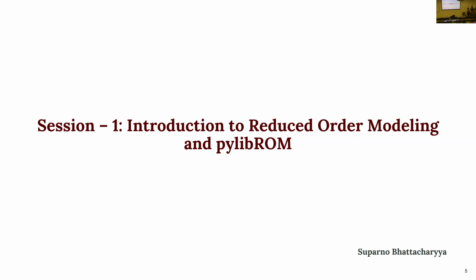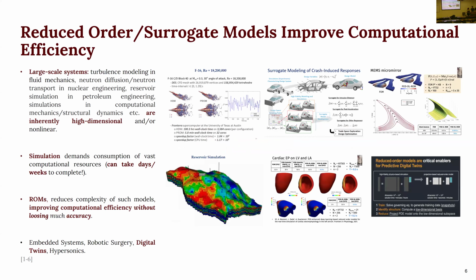So let's get started with reduced order modeling. Large-scale systems such as turbulence modeling in fluid mechanics, neutron diffusion and transport in nuclear engineering, reservoir simulation in petroleum engineering, and simulations in computational mechanics, for example, in biomechanics or structural dynamics, are characteristically high-dimensional and/or non-linear. Simulations of these systems require significant computational resources and may take an extended period, ranging from days to weeks to complete.